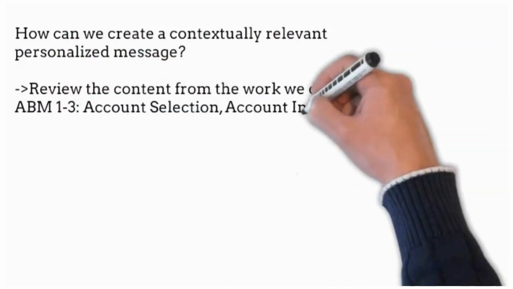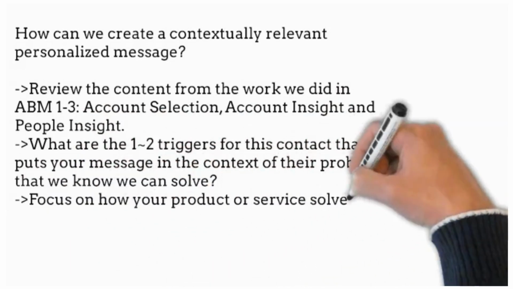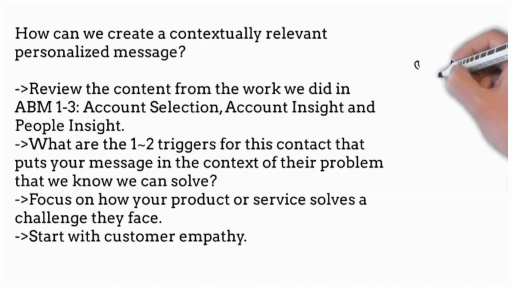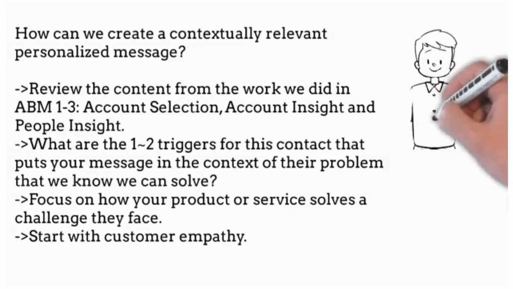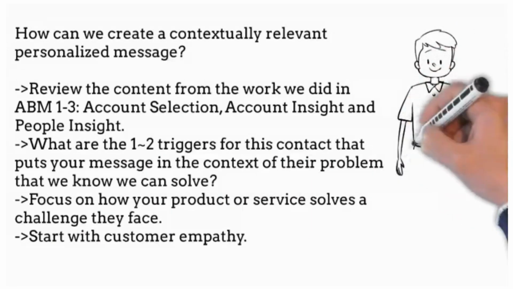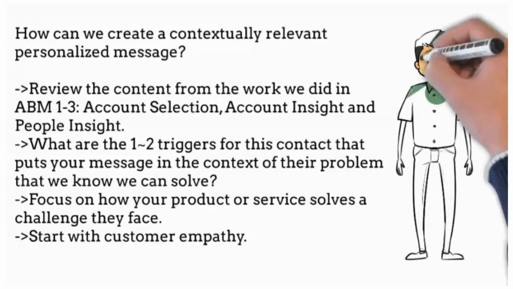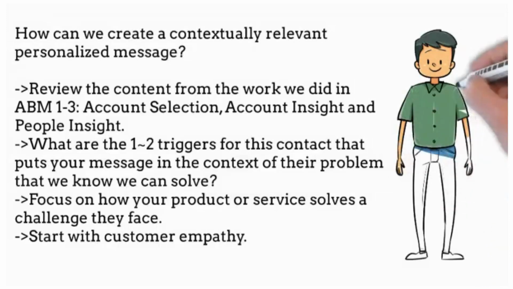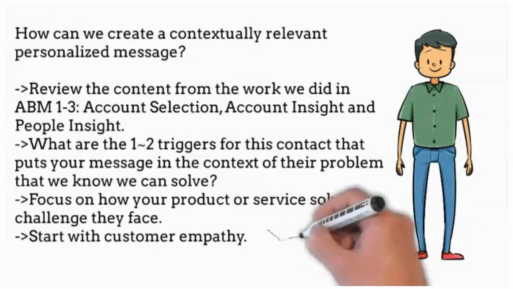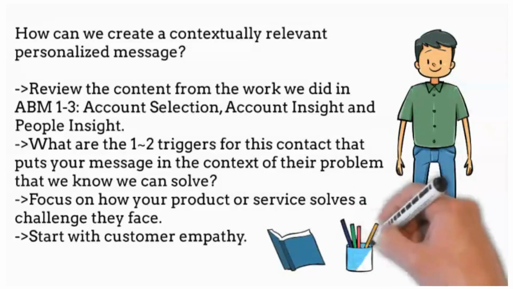So how do we create a contextually relevant, personalized message? We review the content from the work we did in the first steps, 1 through 3, account selection, account insight, people insight. We've got to ask ourselves, what are the 1 to 2 triggers for this contact that puts our message in the context of their problem, the problem we know we can solve? We want to focus on how our product and service solves a challenge they face. We're going to start with customer empathy.